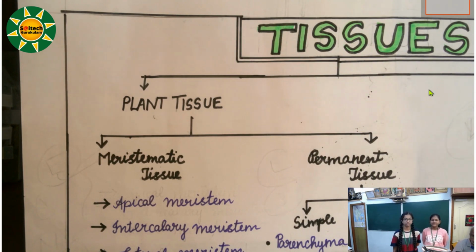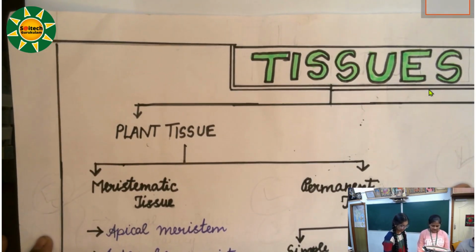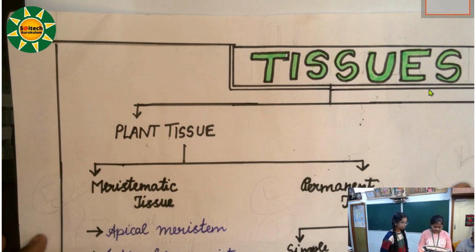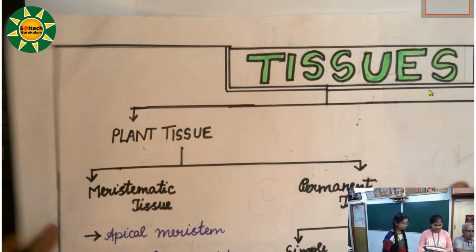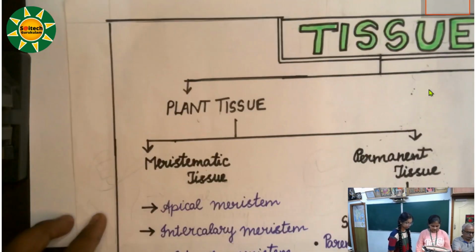So today we, the students of class 9, are going to present the chapter Tissues. So first, let us know about the tissue. A tissue is a group of cells, or a cluster of cells, called tissues. There are two types of tissue, plant tissue and animal tissue. Now let us see about plant tissue.